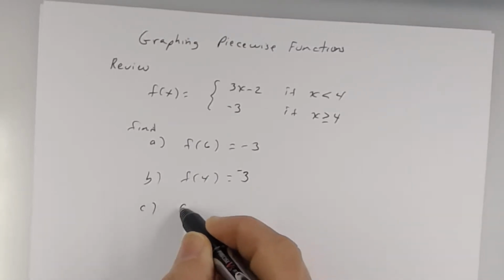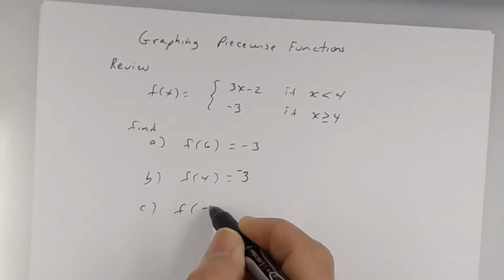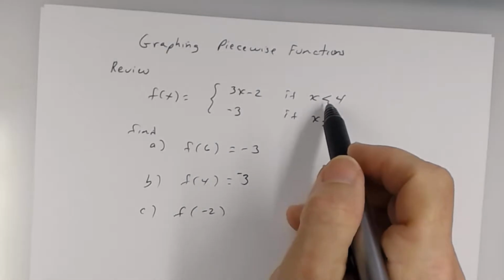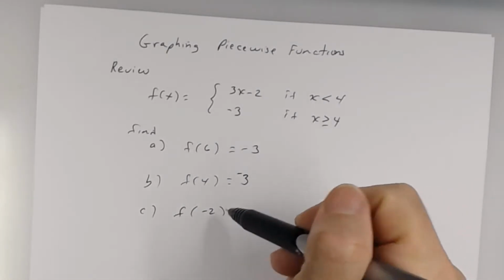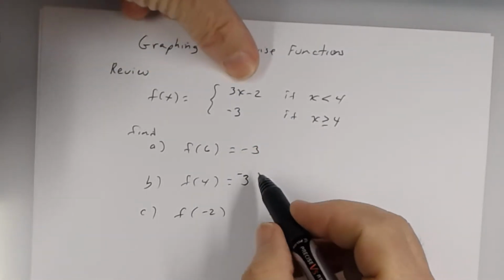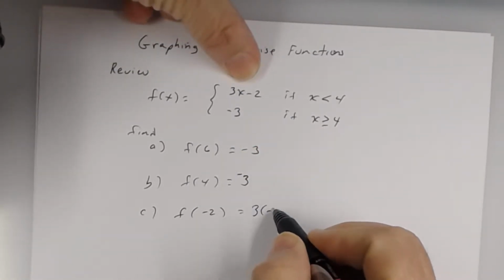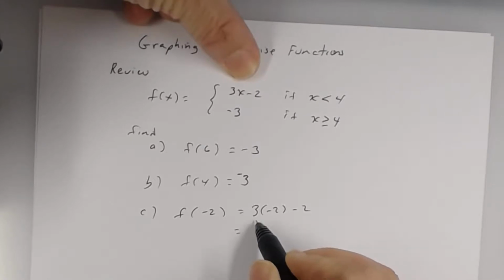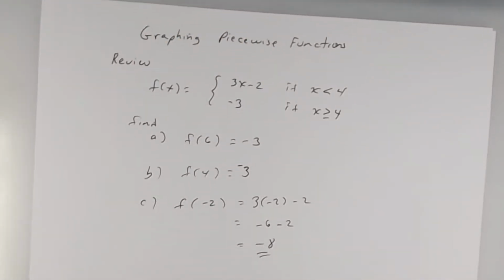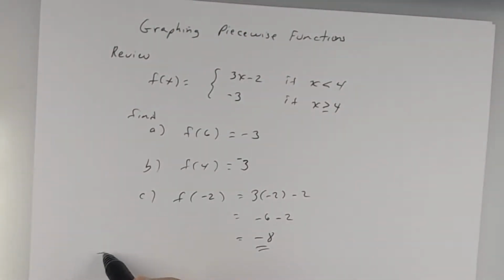And then C, what if I want to find f of, let's say, negative 2? Which one do I use? The top one, because that's the one that says I use this whenever x is less than 4. Well, negative 2 is less than 4. So now here I do have a variable, so I'm going to say 3 times negative 2 minus 2, and then 3 times negative 2 is negative 6, and negative 6 minus 2 is negative 8. Okay? All right, so that was a quick review from last week.